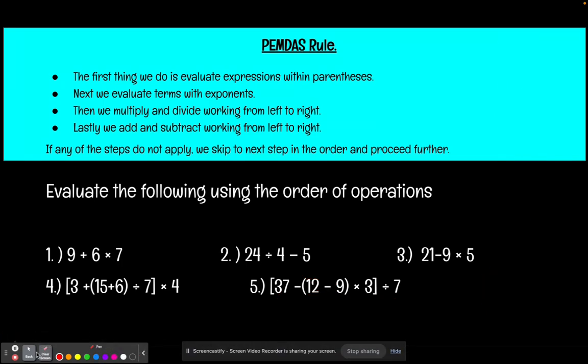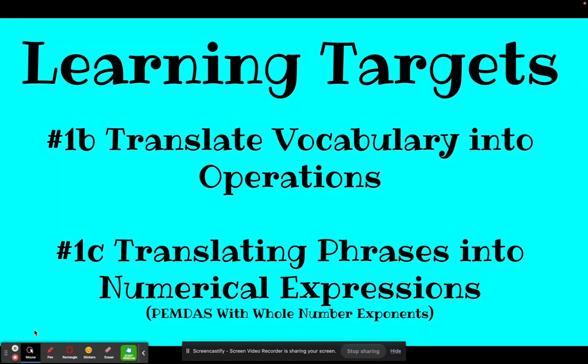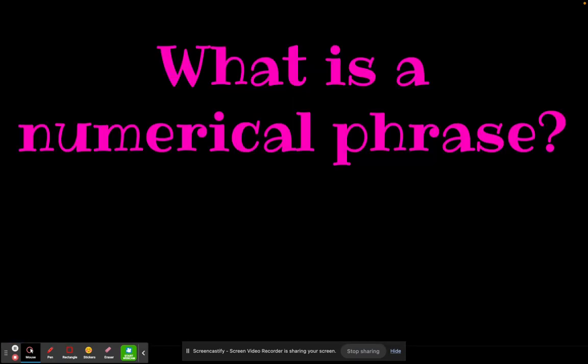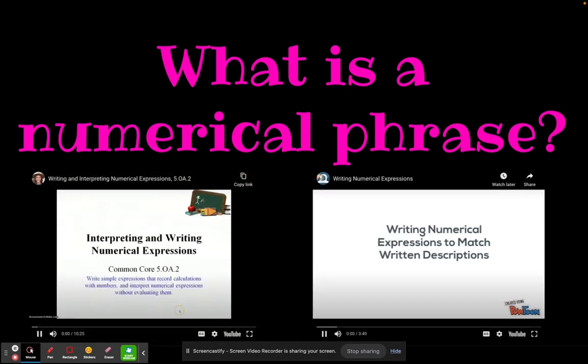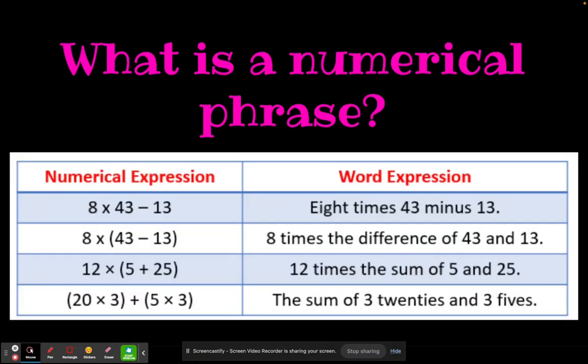Okie dokie. All right, here we go. Translating vocabulary into operations and translating phrases into numerical expressions. So it's kind of the same thing. We're working back and forth. We can start with words and turn it into an expression, or we can start with an expression and turn it into words. There are 2 different videos that are really helpful. You can watch those on your own through the playlist. I'm going to walk you through this part. So let's start with an expression.